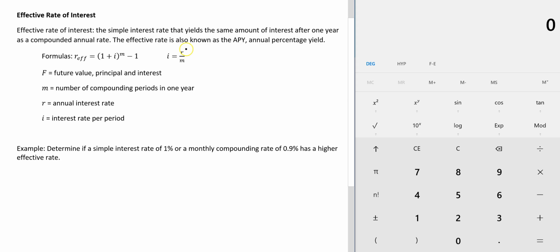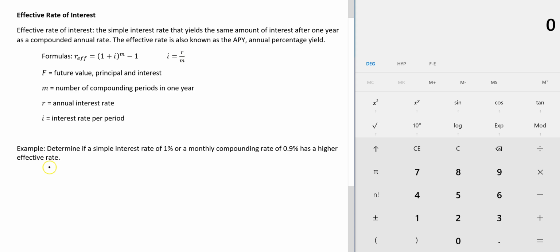The effective rate is also known as the APY, annual percentage yield, not annual percentage rate. The formula is R for rate, subscript EFF to stand for effective. So the effective rate is equal to the quantity 1 plus i raised to the m power. Notice it's just m. m is the number of compounding periods in 1 year. We only look at a 1 year perspective. And then minus 1. i equals r over m still.